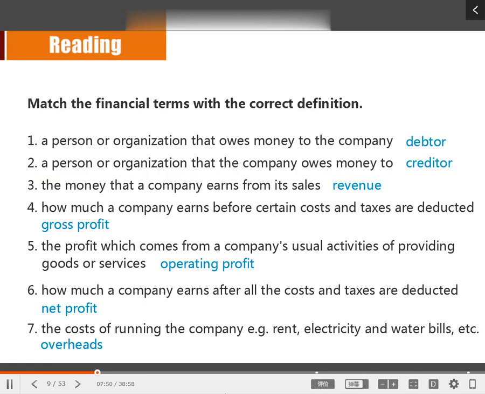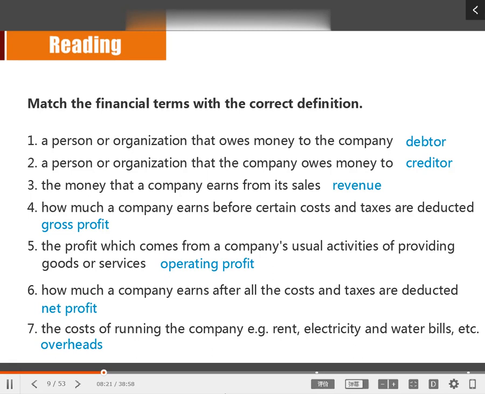Great job. Let's check your answers together. So the first one, a person or organization that owes money to the company is called debtor. Great, 债务人. And the second one, a person or organization that the company owes money to is called creditor. 债主. The third, the money that a company earns from its sales is called revenue.